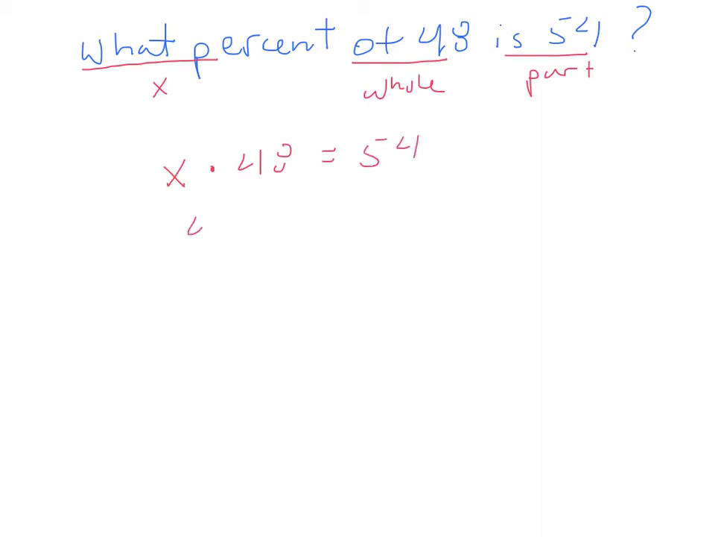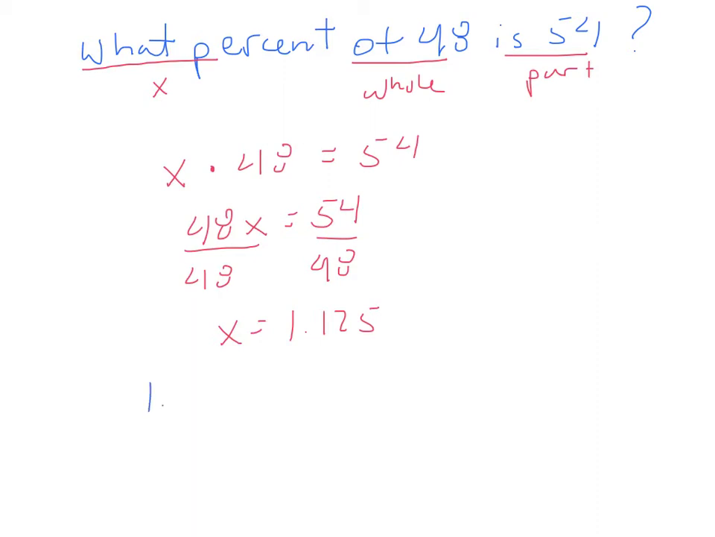So 48x is equal to 54. Divide both sides by 48, and I get x is equal to 1.125. Now remember, when working with an equation, your percent is in decimal form. So if I'm solving for a percent, then my answer comes out in decimal form, and I will have to change that decimal into a percent.